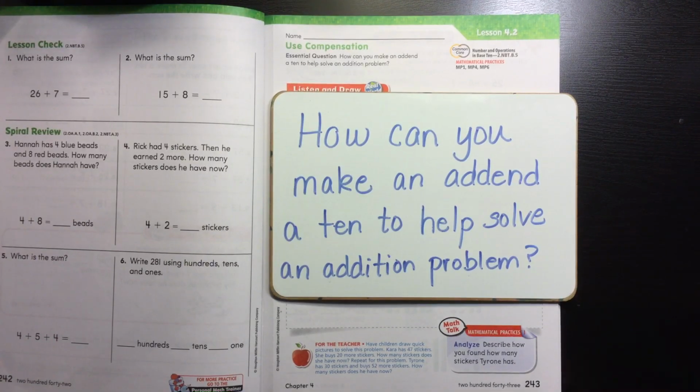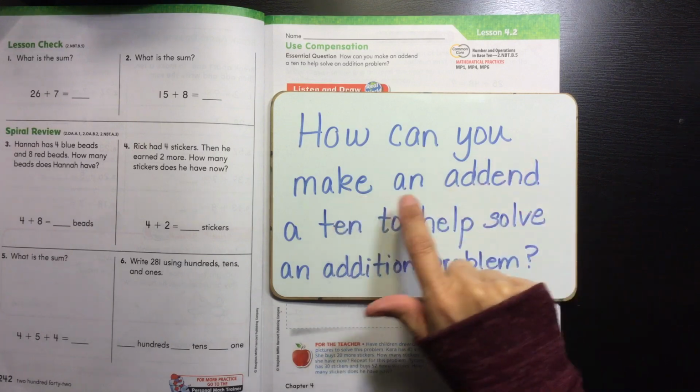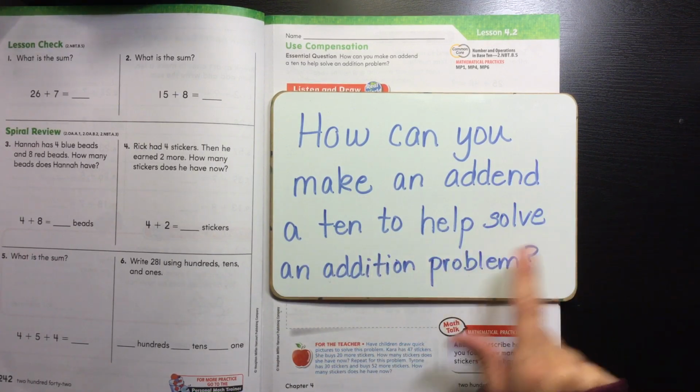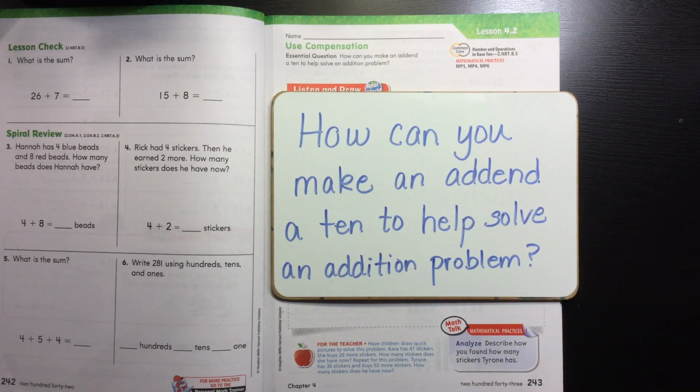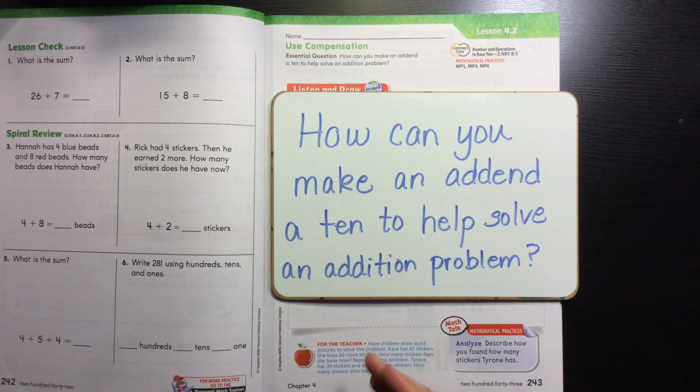In this lesson, lesson 4.2, our essential question is, repeat after me, how can you make an addend a 10 to help solve an addition problem? So what we're going to do is kind of a connection to the last lesson that we did. We're going to make one of our addends an even 10 number to help solve the addition problem.